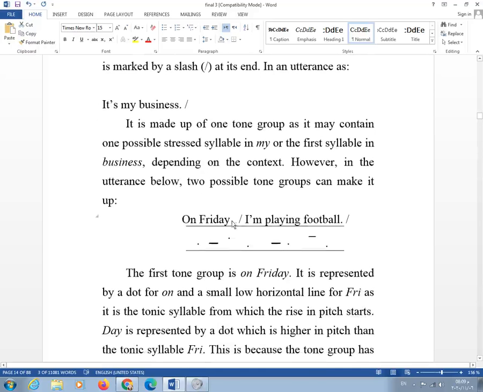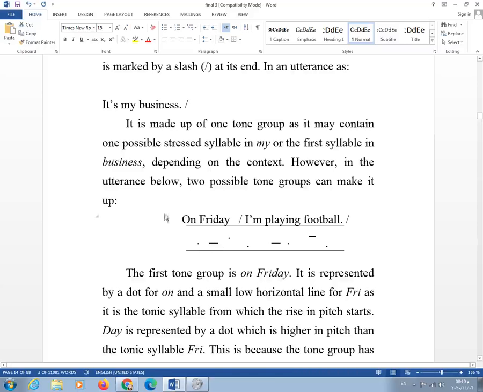Okay, if you look at the word, is this another sentence or another utterance? On Friday, I'm playing football. Here we have two tone groups and two chunks or two tone units. The first one is on Friday, and the second, I'm playing football. طيب نشوف الأولاني. On Friday, I'm using rising intonation, as you see. What are these marks? الحاجات اللي احنا شايفينها دي ايه يا ولد؟ This dot refers to unstressed syllables. And this dash, okay, it indicates stressed syllables.